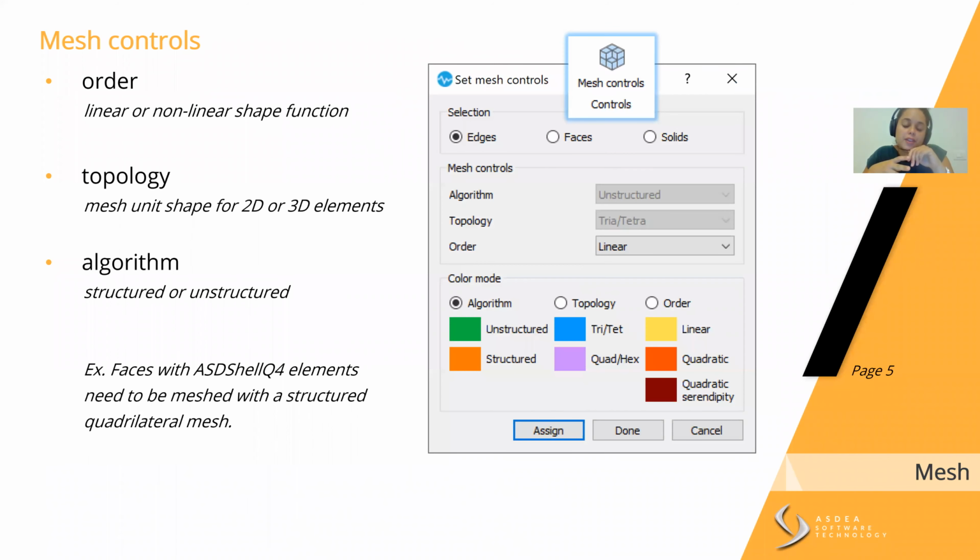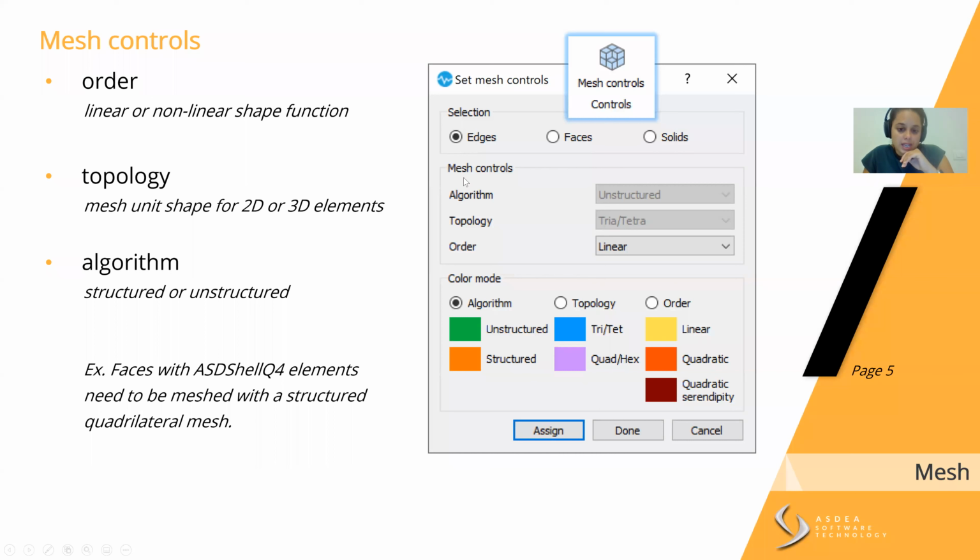So whenever you have just edges, maybe you will not click on this button at all because you know that the default is linear and you just want a linear shape function to be applied to your mesh order in the edges. But when you have faces, it's very important that you use the mesh control. So you click on this button, you open the faces and you select most probably structured and quadrilateral elements. But this can vary, of course, with the type of model that you're doing.